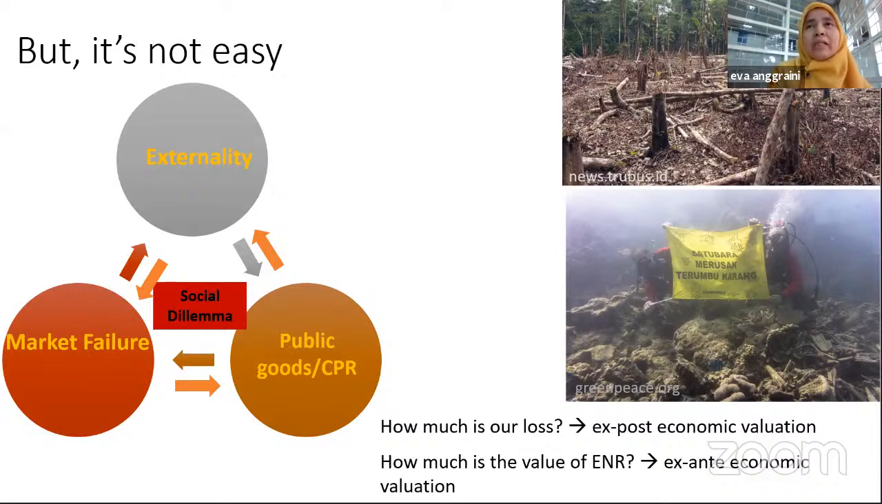And these are the social dilemmas that we generally face in relation to the environment and natural resources. That's why we need interventions and regulations to eliminate the market failures in order to reduce the externality. Of course, we aim at producing and doing economic activity without producing waste, with zero waste, for example. These are the targets that are currently developed on the global platform.